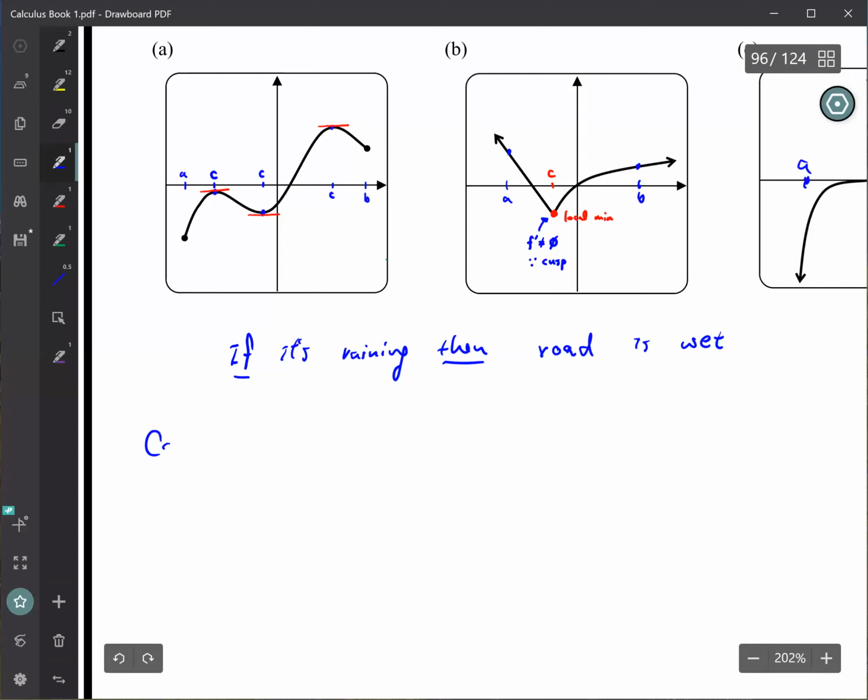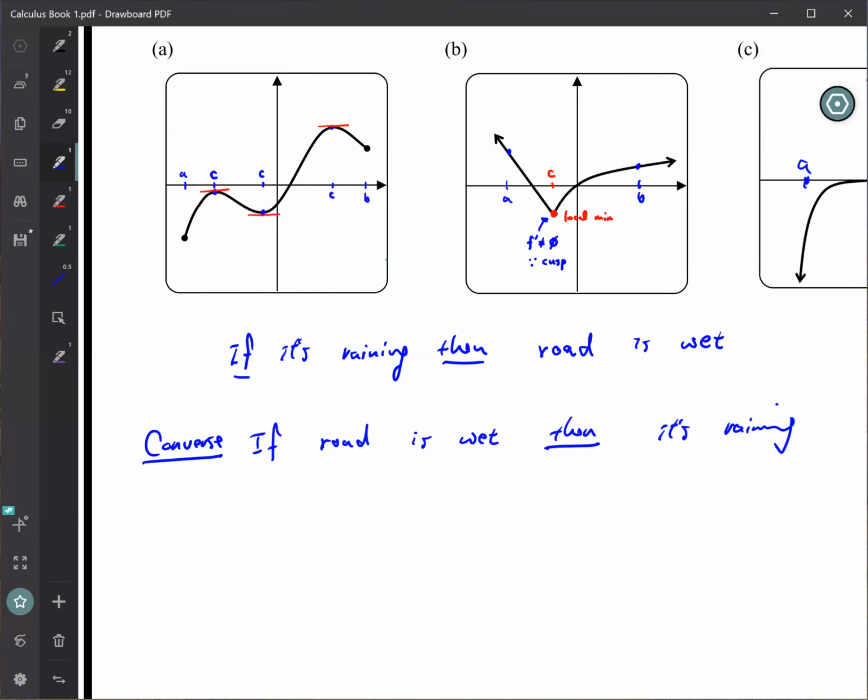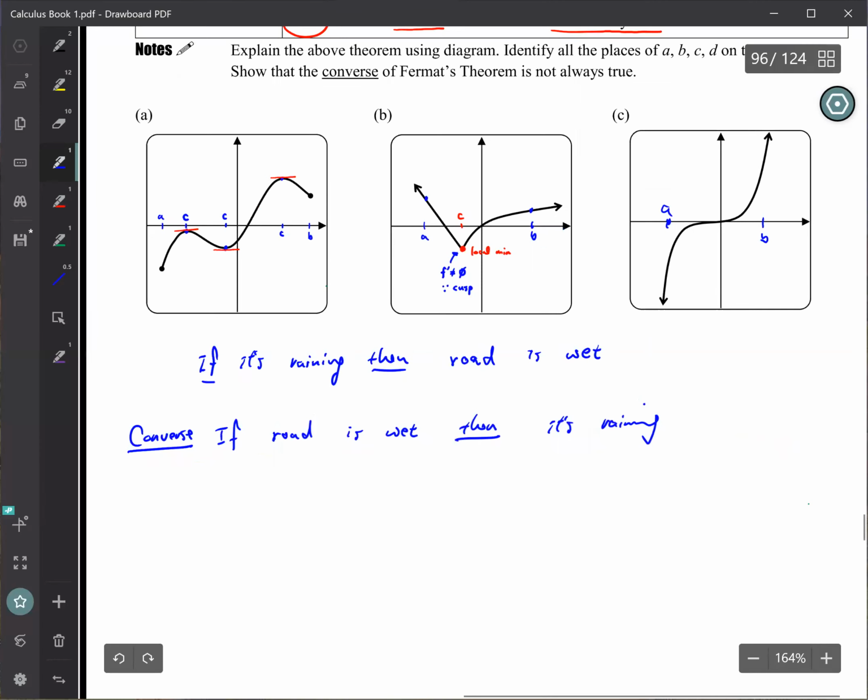The converse will be, if the road is wet, then it must be raining. Is it always true? Nope. So the first one is always true, and this one is not always true. Okay, so that's what converse means.